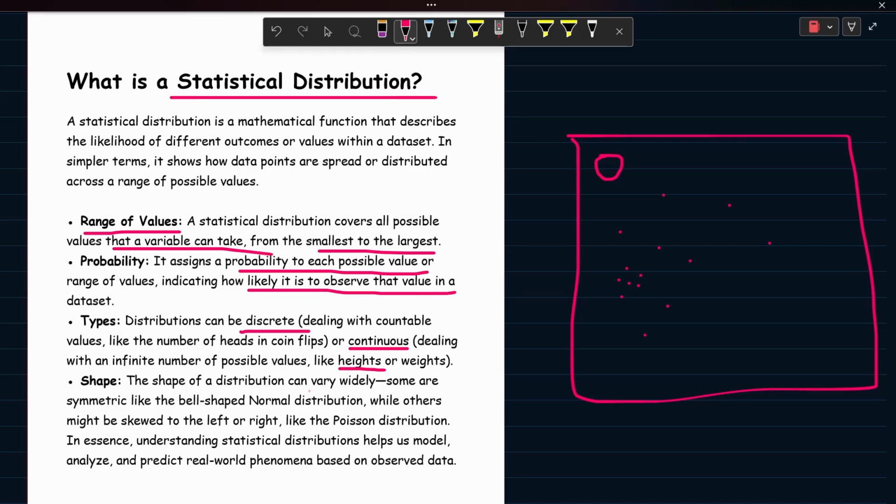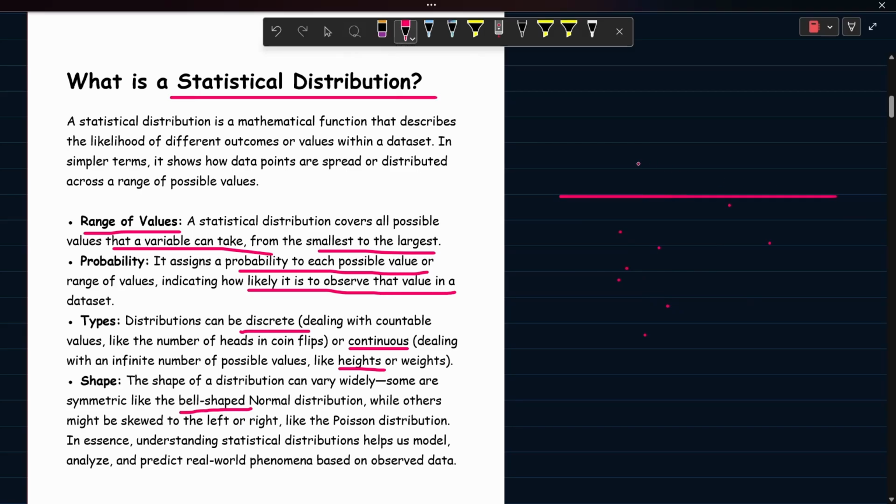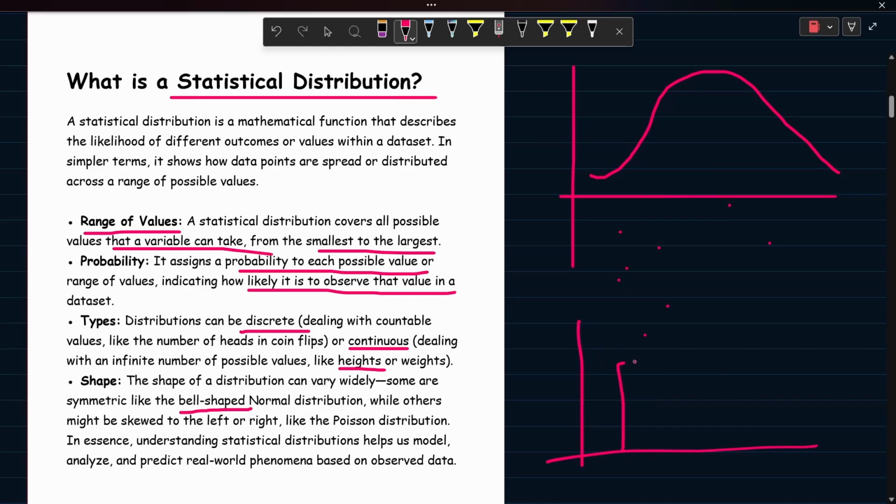The shape of the distribution can vary widely, so each distribution has a different shape. For a normal distribution, we have a bell-shaped curve like this. So this is the shape of the distribution. And for uniform distribution, we have uniformly distributed data like this. And also for Poisson distribution, we have another shape. So the shape may vary, but you have to understand the concept.